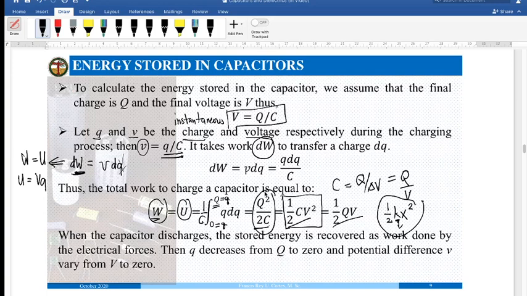So it looks like they are separated at a distance d. The separation will create an electric field, and at the same time it will store energy. So that's all there is to it. When the capacitor discharges, the stored energy is recovered as work done by electrical forces. Then Q decreases from Q to 0, and the potential difference too.